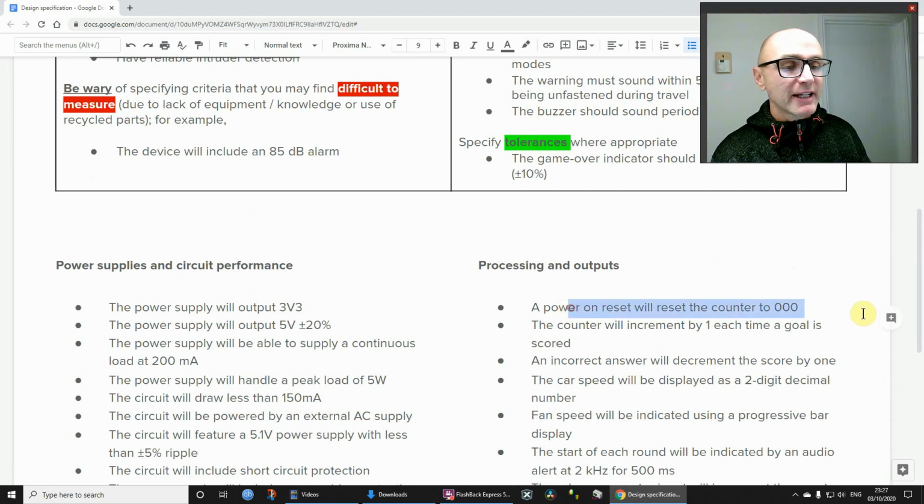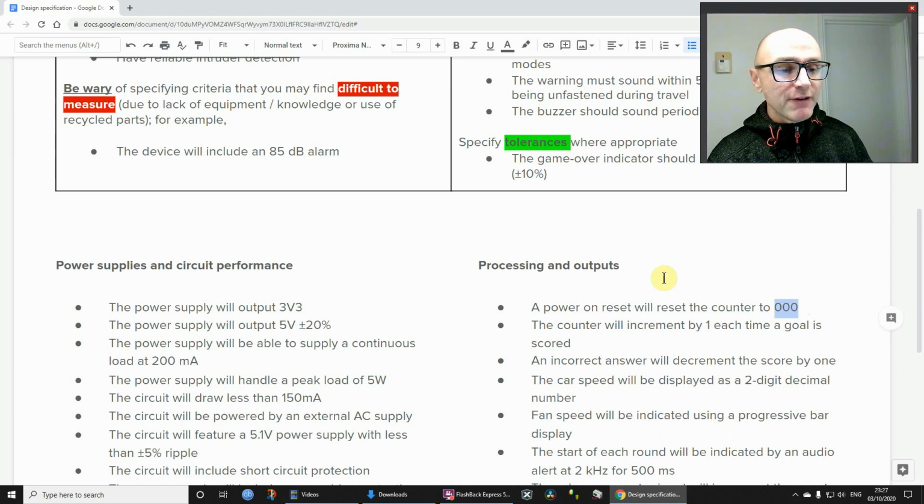Look, if you've got something that counts, or a game or something, and it's got a score, you'd expect it to start at 0, wouldn't you? Or probably would. If you do, then state it in the design specification. You know, my game score will start at 0 when the device is switched on, or my lives will start at 3 when the game starts, or whatever it is.